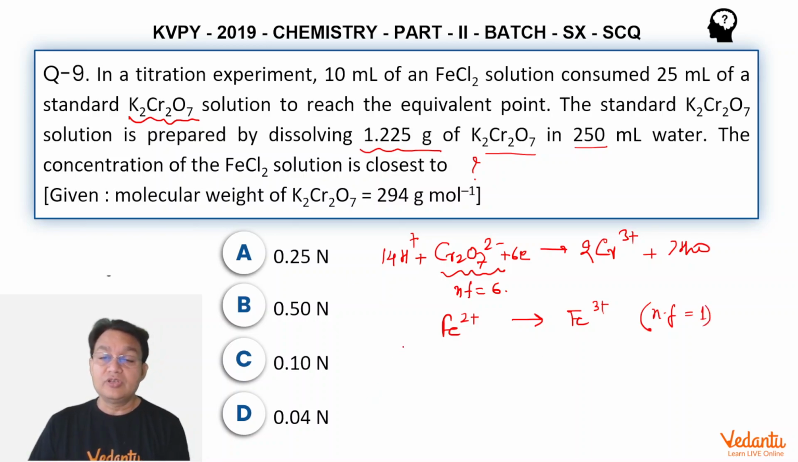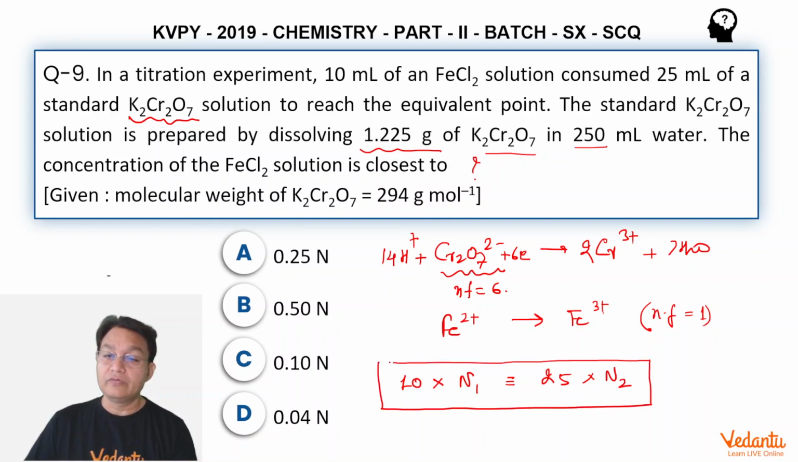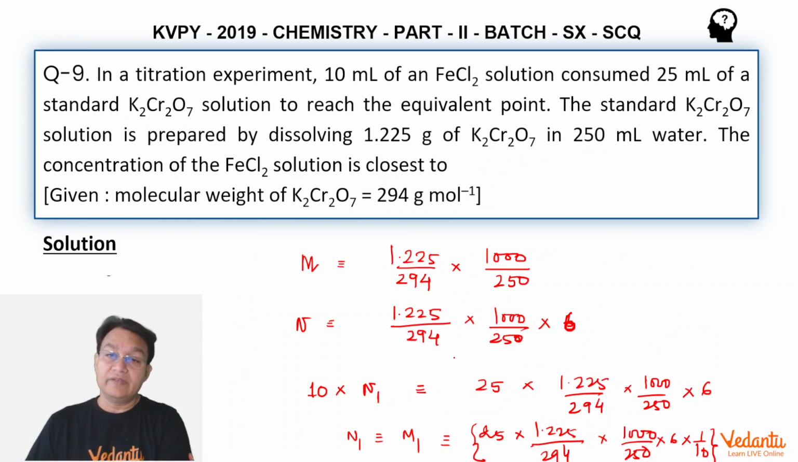So the funda used in this problem will be that the volume of FeCl2 solution is 10, into the normality of FeCl2 solution, suppose N1, must be equal to 25 into the normality of K2Cr2O7, let's call it N2, so that the equivalents of Fe2 plus is equal to equivalents of Cr2O7 2 negative. So let us find out the normality of K2Cr2O7.